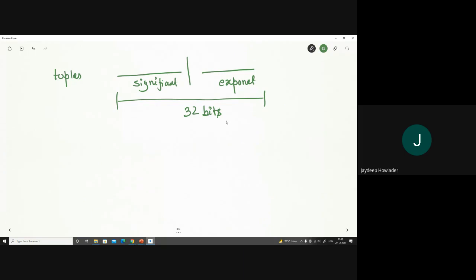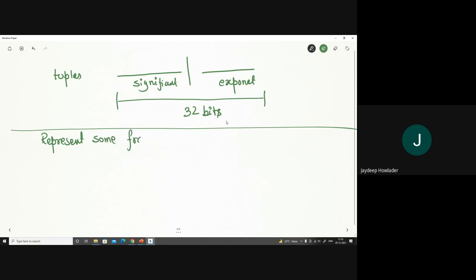Okay. But so the objective is to now just come into the scenario that what is our objective? Our objective is to represent some fractional part. Yeah. So what do you mean by the fractional part?